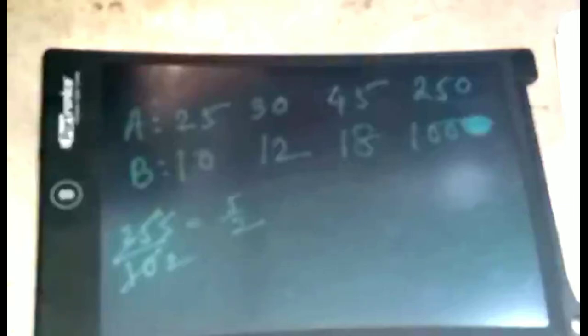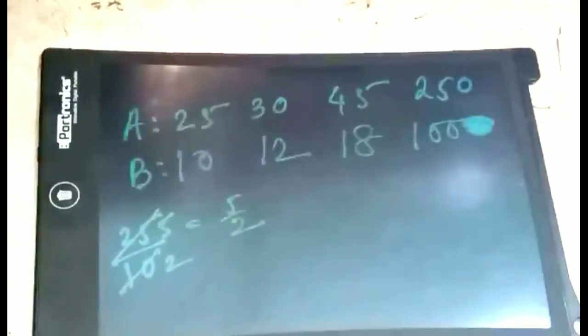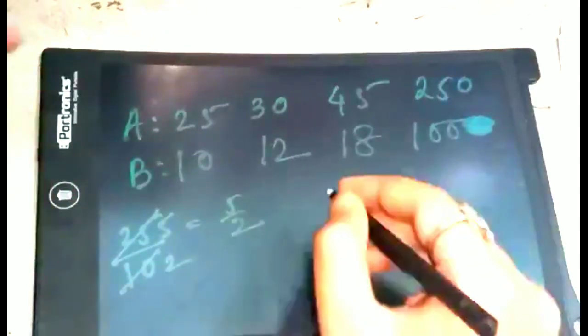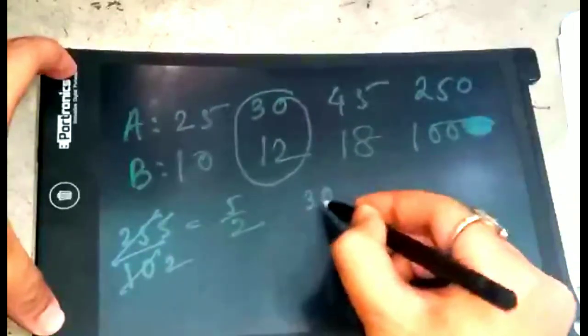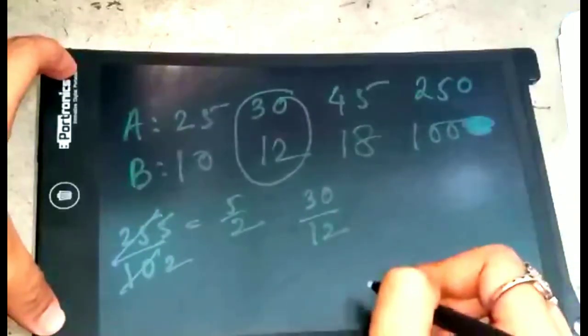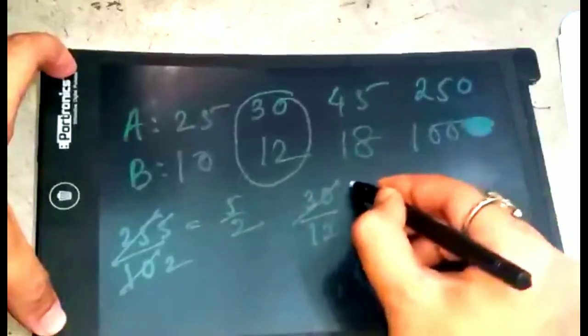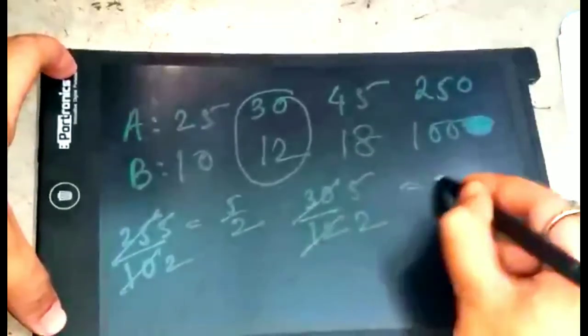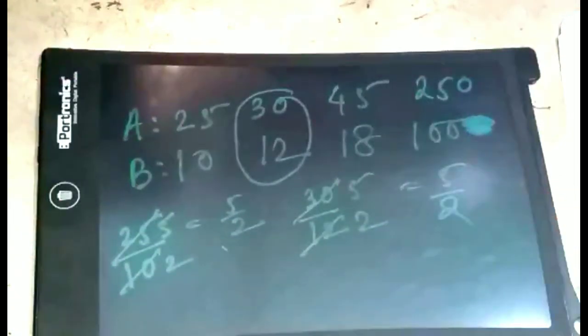Now we need to see whether 30 by 12 also gives 5 by 2 or not. The second value we have is 30 by 12. How can we divide it? We can divide it by 6: 30 divided by 6 is 5, and 12 divided by 6 is 2. That is 5 by 2. See, we get 5 by 2.